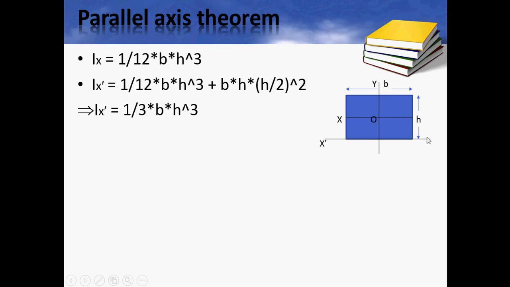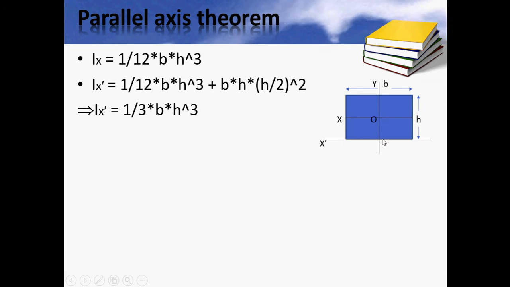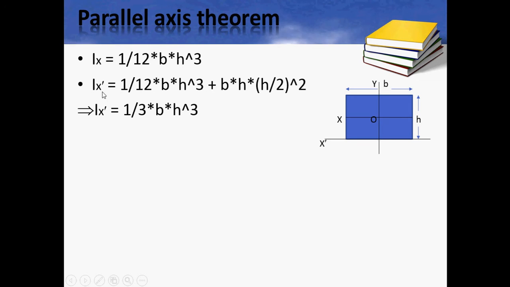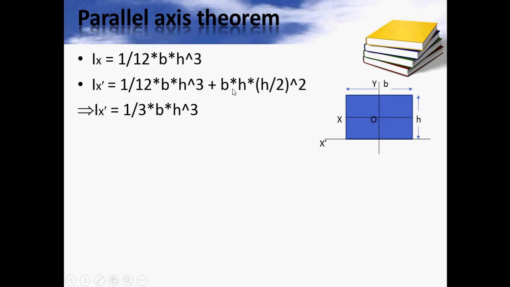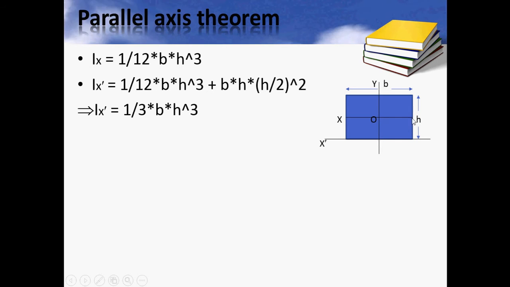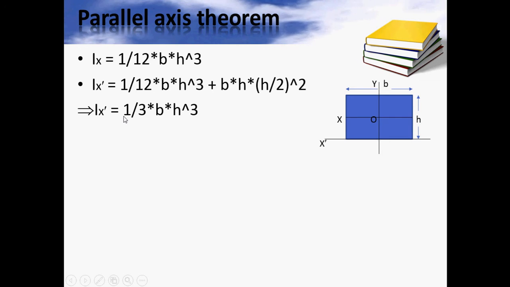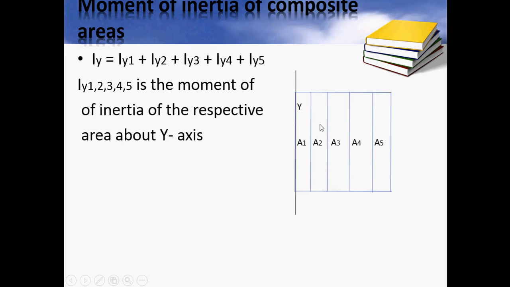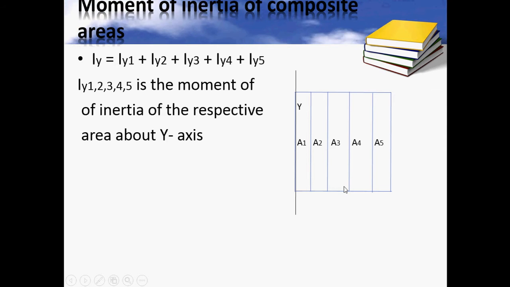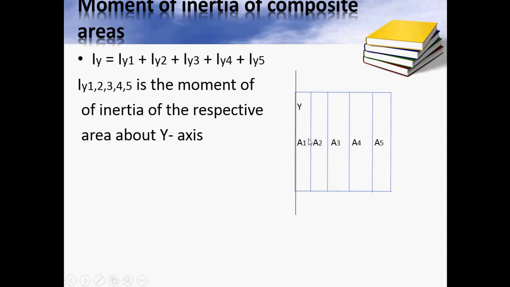Let us apply the parallel axis theorem. Earlier we calculated Ix of the rectangular figure, that is the moment of inertia of this figure about the x-axis passing through the center of the rectangle. Now we are required to calculate it about an axis x dash, which is parallel to the central axis, and it is at a distance of h by 2 from the central x-axis. So I x dash is equal to 1 by 12 into b into h cube plus b into h, which is A, into h by 2 whole square. H by 2 is the d distance between the axes. So we get I x dash equals 1 by 3 into b into h cube.